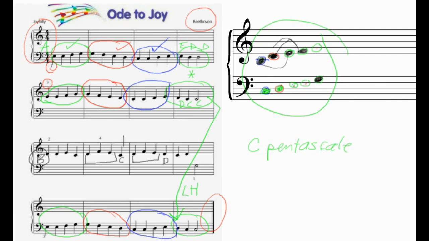And if I was to look at this, I would say that the hardest section is going to be this one. The reason that I would say it's going to be the hardest is because each of these measures has the most amount of unique material. All right, let's go ahead and look at the rhythm.